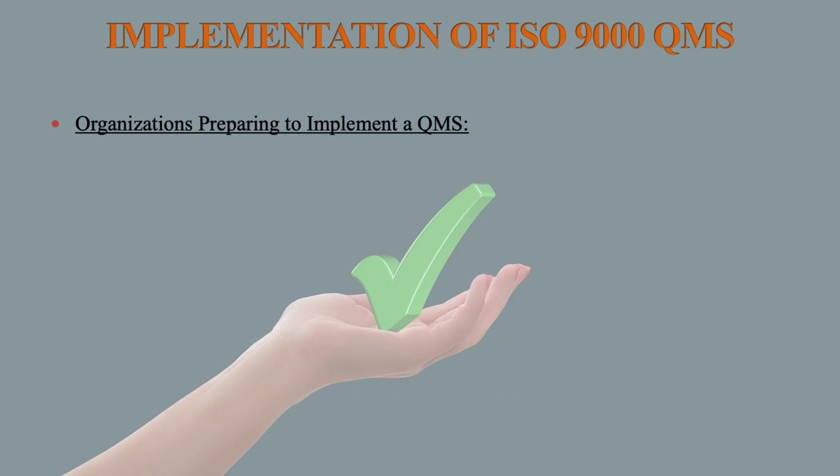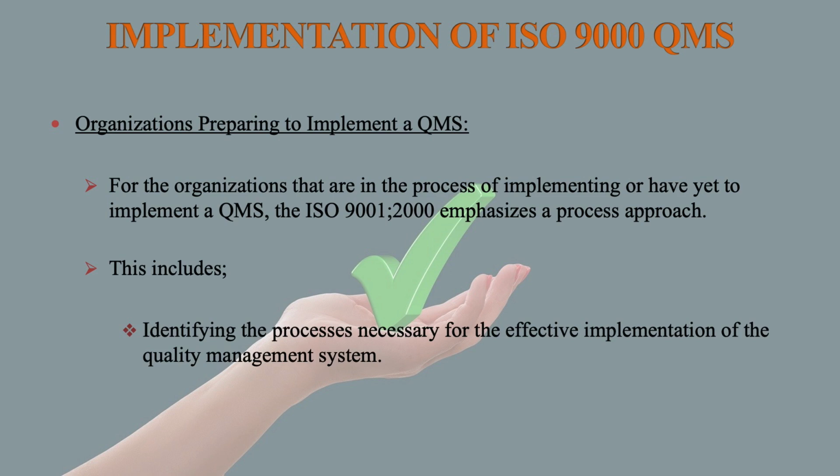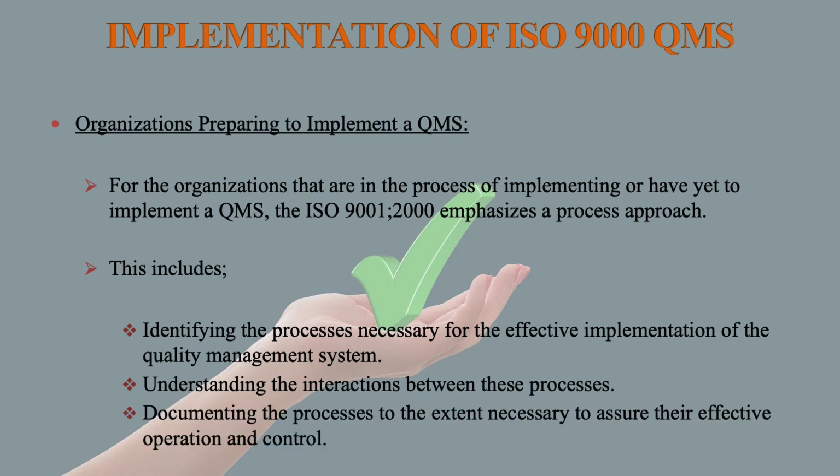The organizations preparing to implement a quality management system, that is, organizations that are in the process of implementing or have yet to implement a quality management system: ISO 9001-2000 emphasizes a process approach. This includes identifying the processes necessary for the effective implementation of the quality management system, understanding the interactions between these processes, and documenting the processes to the extent necessary to assure their effective operation and control.